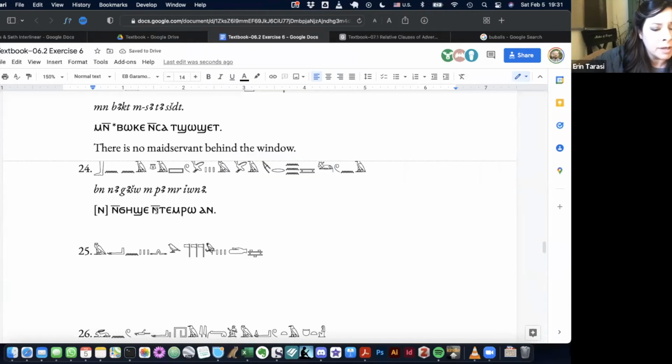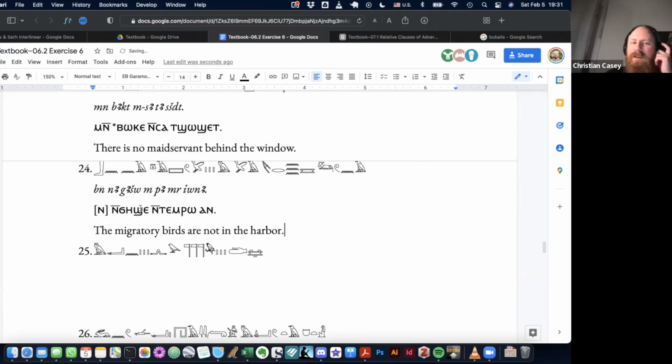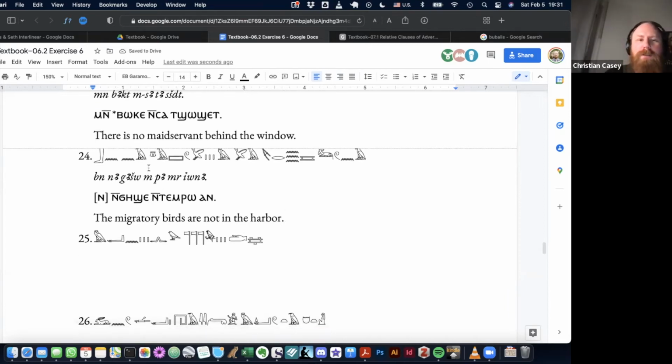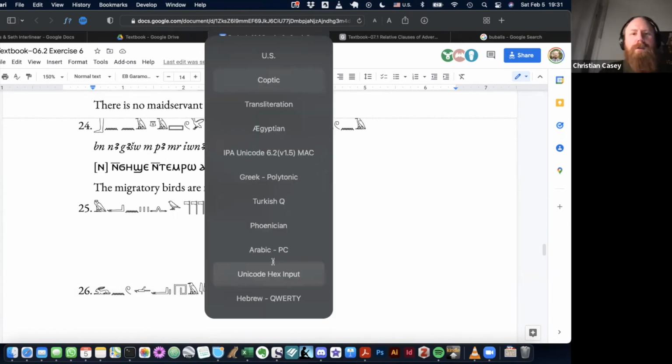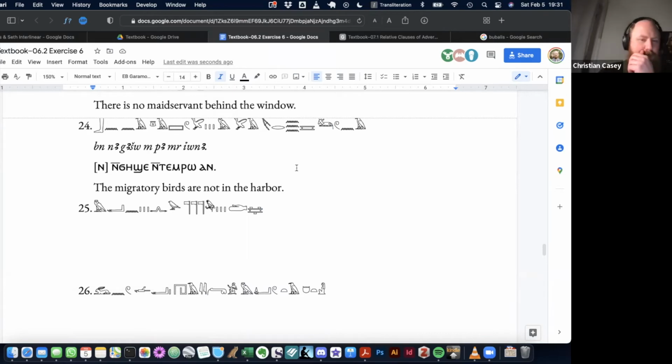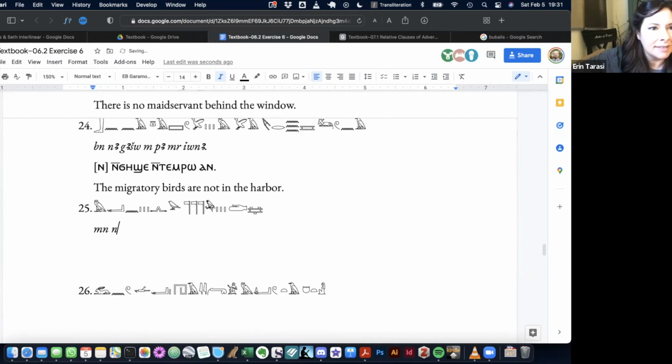The migratory birds are not in the harbor. Yeah, it sounds silly in English, but I could see that being a real Egyptian sentence. Because it would tell you what time of year it is or something. I could see that happening in a story. It's kind of a cool sentence. I'm just defending my stupid sentences at this point. It's not stupid.